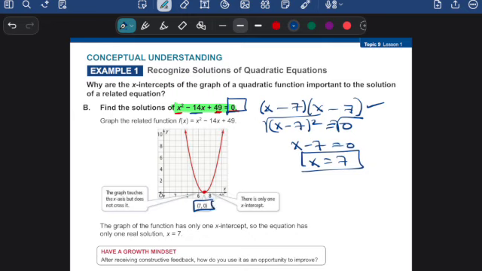So looking at the graph, we can see that is the x-intercept. That is where it crosses the x-axis at (7, 0). There's only one x-intercept. Sometimes our parabolas go down and cross the x-axis and then come up and cross the x-axis again. So we would say that the solution to this quadratic equation is the value of x at the x-intercept. So x equals 7.